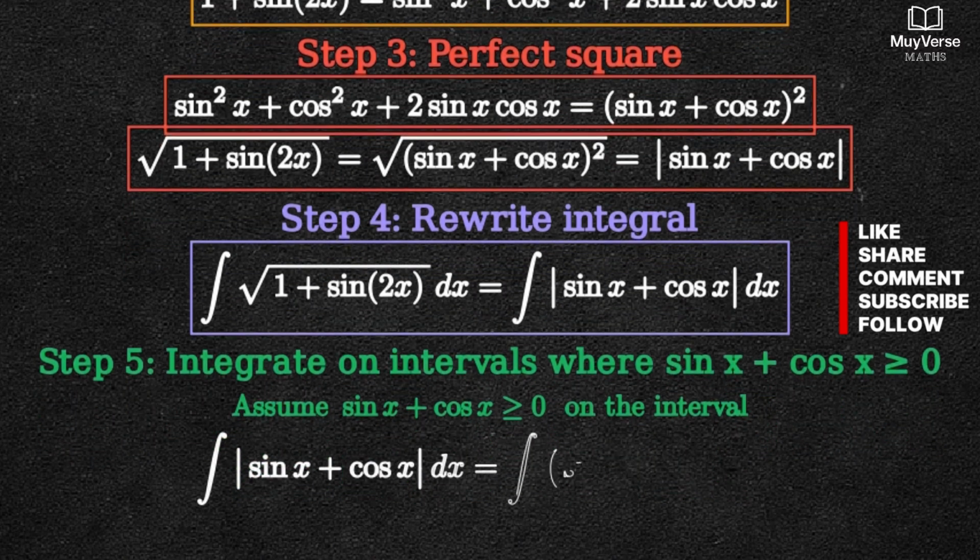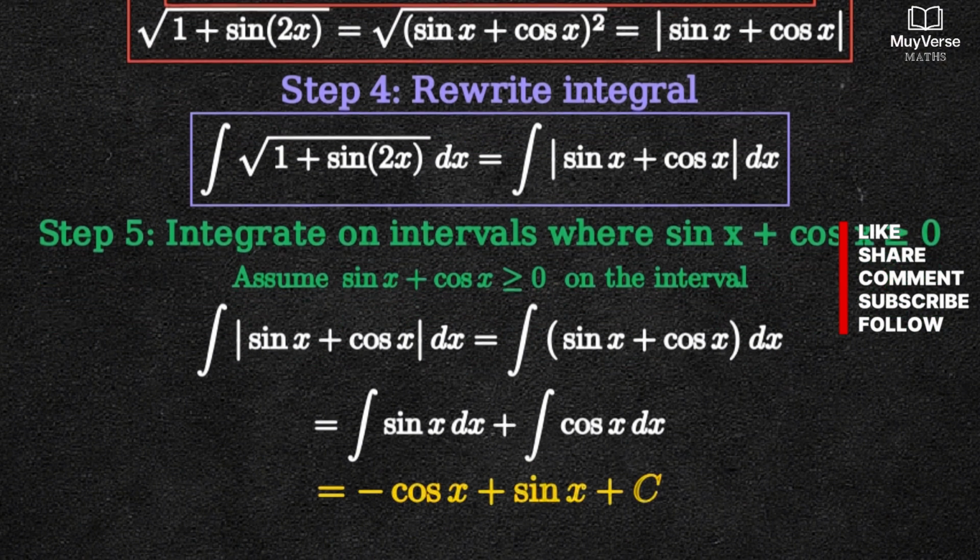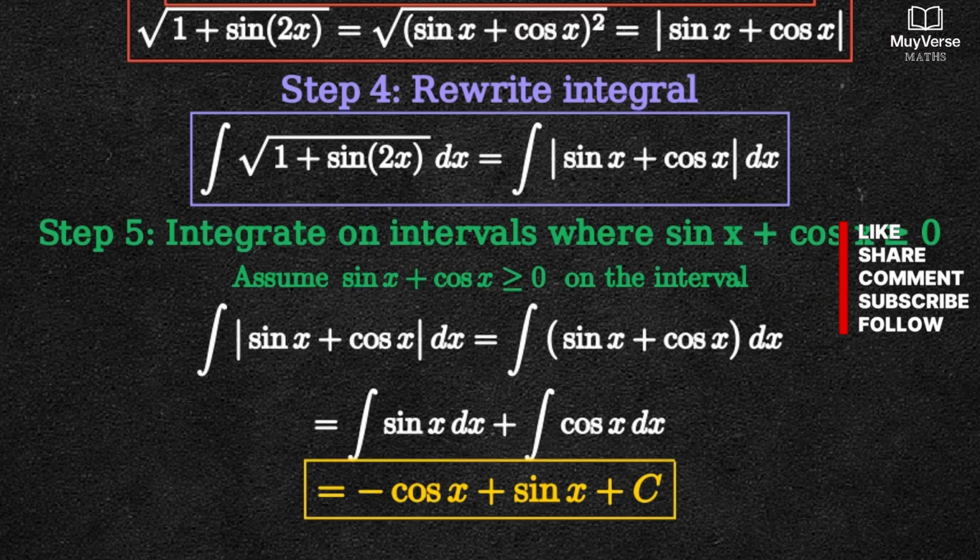We integrate sine x plus cosine x term by term. The antiderivative is negative cosine x plus sine x plus the constant of integration. This is our result on any interval where sine x plus cosine x is non-negative.